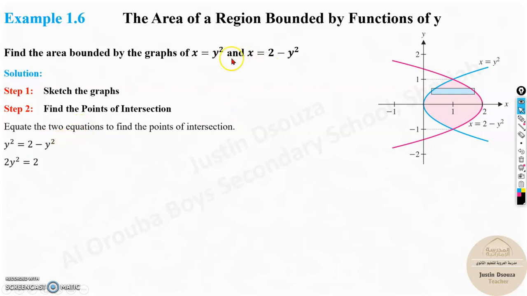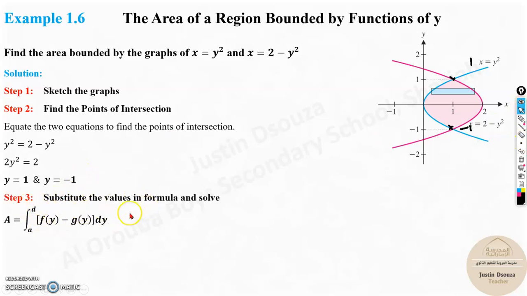Points of intersection: equate these both. y square equals 2 minus y square. Take the y square to the other side. It will be y square plus y square, 2y square equals 2. y square is 1. You can easily solve, divide both sides by 2 and you'll get y equals plus and minus 1. So this is minus 1. This is plus 1.